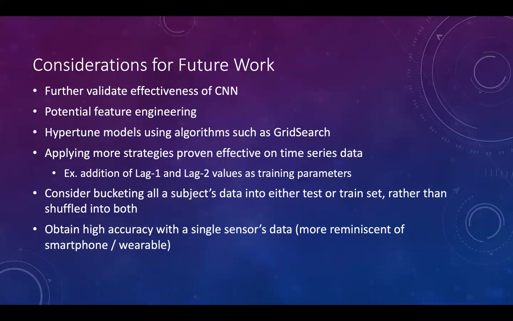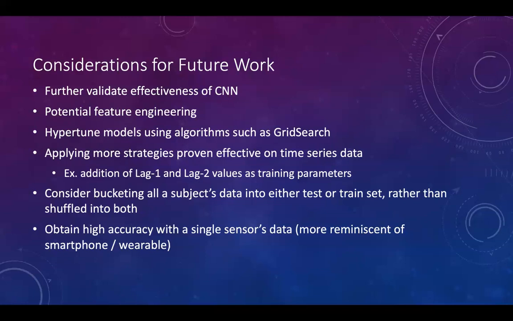And then additionally, applying more strategies that have been proven effective for time series data. I'm not very familiar with dealing with time series data, but I understand that adding lag1 and lag2 values as training parameters could be beneficial to try to extract more features. Another consideration that I thought of would be to bucket a singular subject's data all into either the test set or the train set. I think this would better emulate using this type of model in the real world on, for example, a completely new person's sensor data.